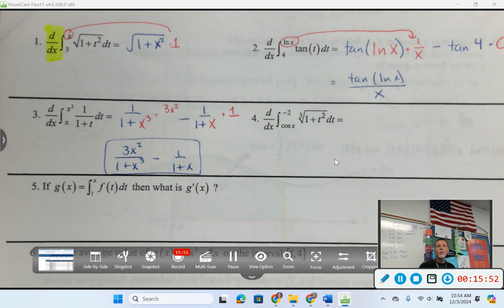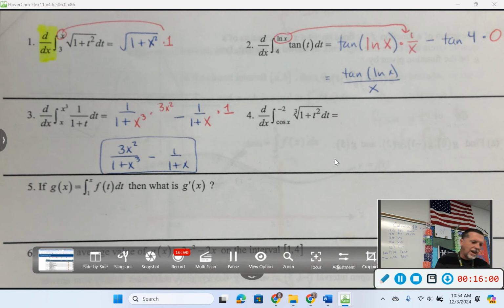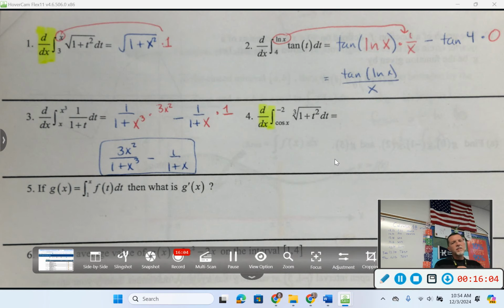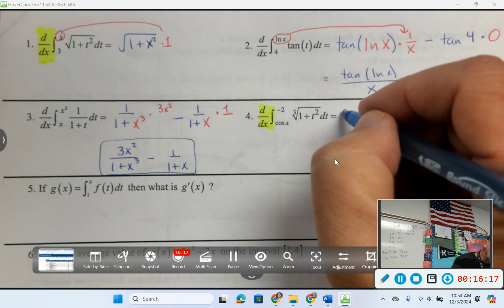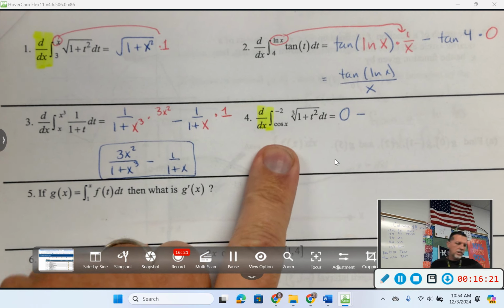What makes number 4 a little different than 1, 2, and 3? It's still the derivative of the antiderivative, so I like that. That part sort of cancels each other out. It's 0 minus. Good. It's going to be 0 minus, because if I plug in the top, I can plug in -2 if I want to, but the derivative is going to zero that out. So it's going to be 0 minus, and then plug in the bottom one.